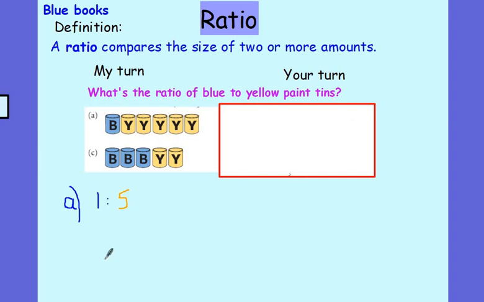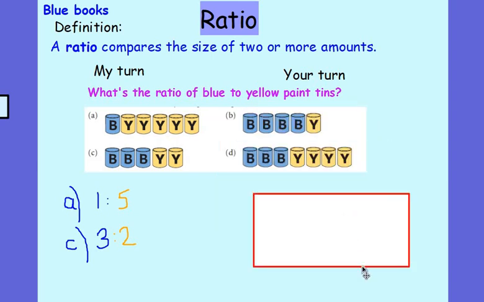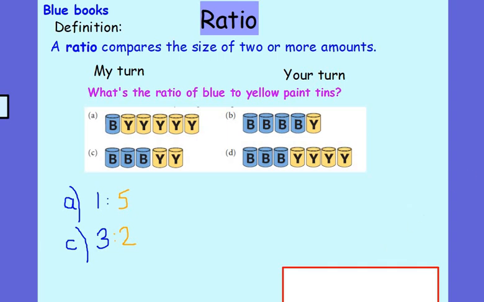Let's look at part C. For part C, this time I've got 3 blue ones. Let's count them, 1, 2, 3. And for every 3, I've got 2 yellow ones. Read the question. It's asking you for the ratio of blue to yellow. So the first number's got to be the blue ones, the second one's got to be the yellow ones. Over to you, Year 8. Pause the video for a minute, and in your dark blue books, can you work out these 2 ratios for me?